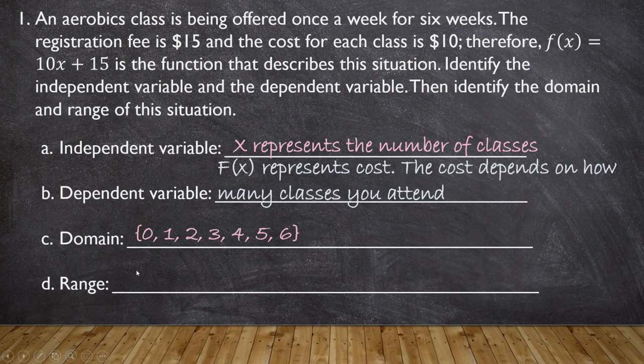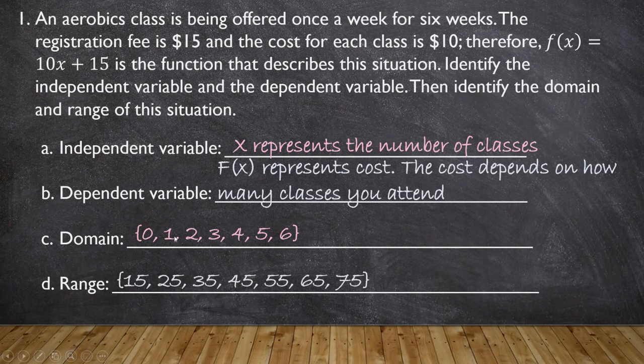The range now is then our y values, or the cost. What would it cost you to attend 0 classes? Well, you remember you had to pay that $15 registration fee right off the bat before you even attended a class. And then if we used this equation and we took 10 times 0, which is 0, and added 15, we would get 15. All right.